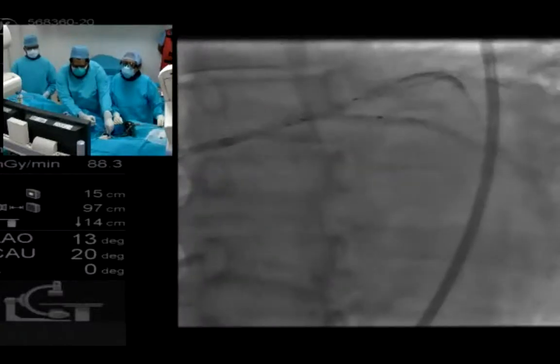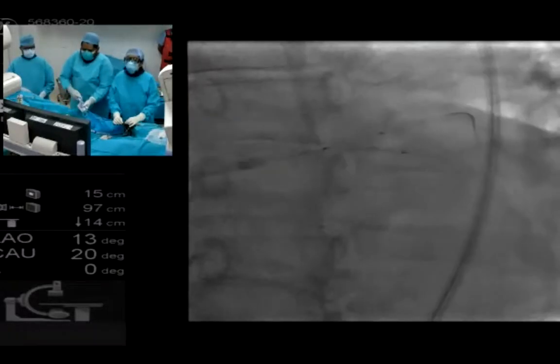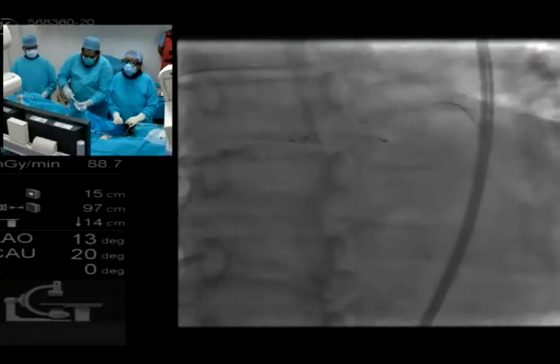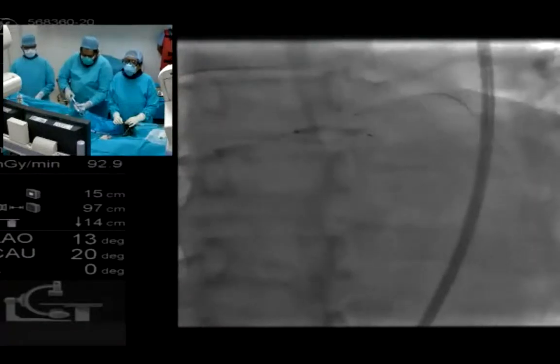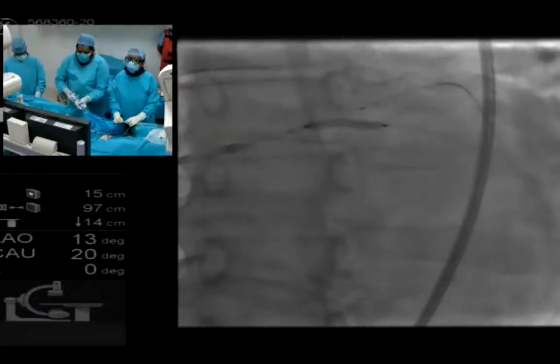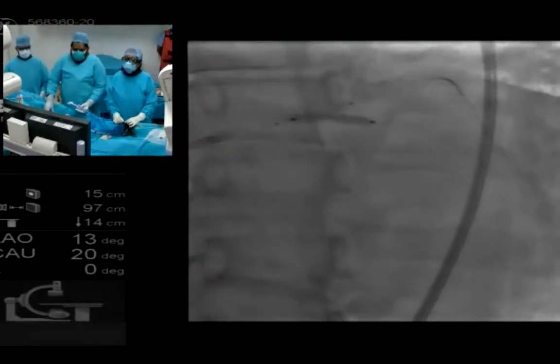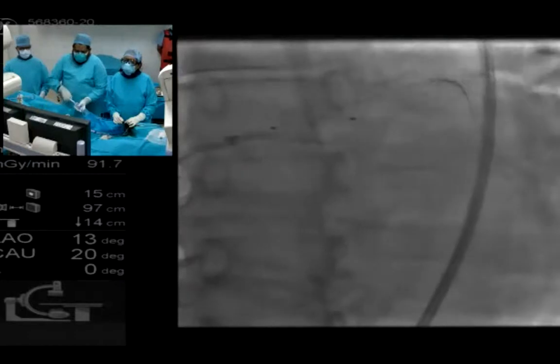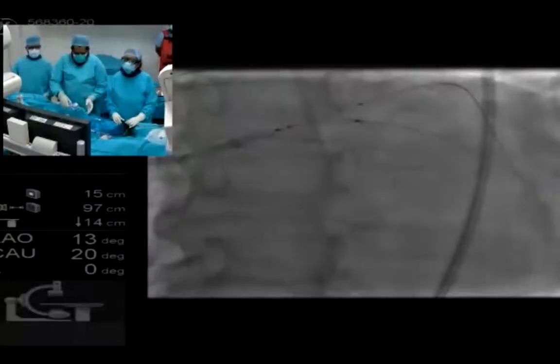We'll just have a look at where our position is. Dye, please. I think this is fine. So we are deploying the LCX stent. We'll pull back our balloon and inflate it further, go to higher pressure. So now we've deployed our stent. We're going to remove the balloon and the wire from the LCX once it's deflated. So now we're removing the wire and the balloon from the LCX. And we've hardly used any dye so far.